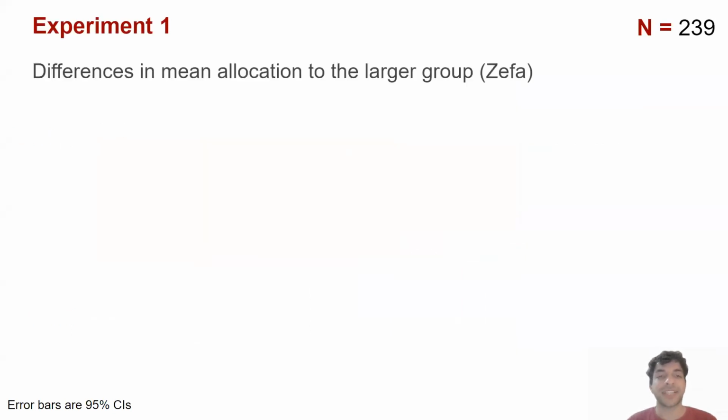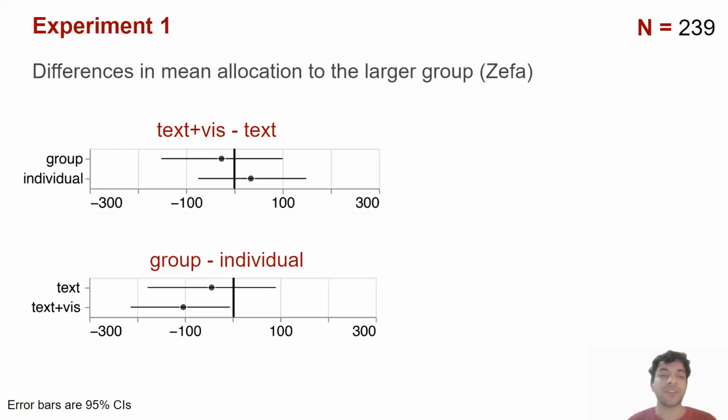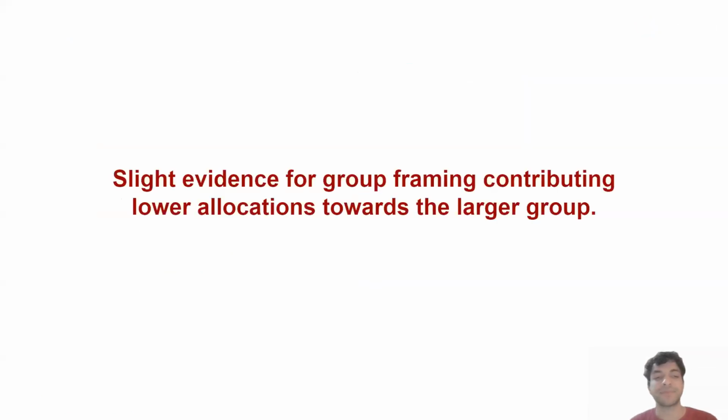Taking a closer look at the difference of means between the two presentation formats, we don't find evidence for a difference. This is the case for both framings. However, in the presence of visualization, group framing seems to have contributed lower allocations towards Zephyr. So overall, we found some evidence for group framing contributing to lower allocations towards the larger group, which was Zephyr.